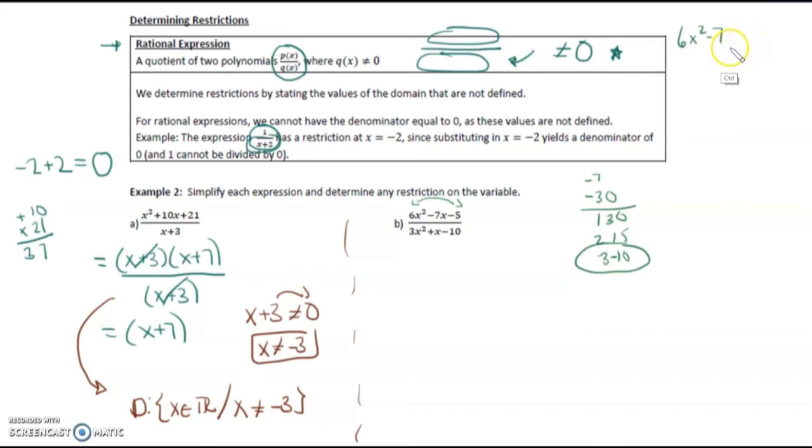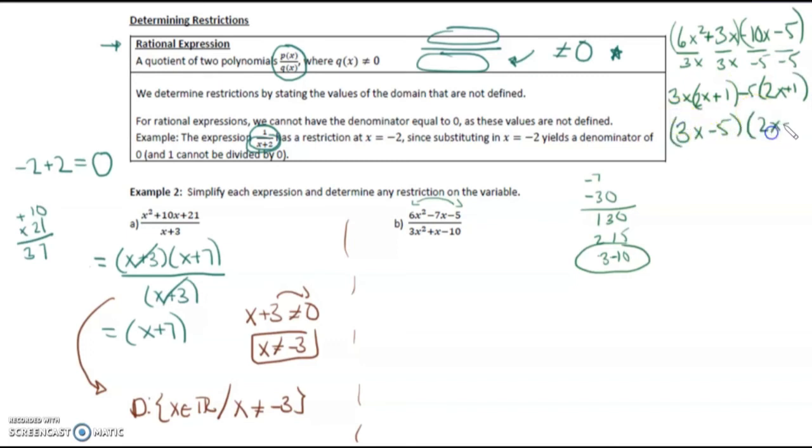I'm going to just break down that 7x into 3x minus 10x minus 5, and then factor by grouping. Okay, so 3x can come out of the first two terms, and -5 can come out of the last two terms. So 3x, x minus 1, and -5, 2x plus 1. There we go. So I get 3x minus 5 as one bracket, 2x plus 1 as another bracket. Okay, 3x minus 5 and 2x plus 1.